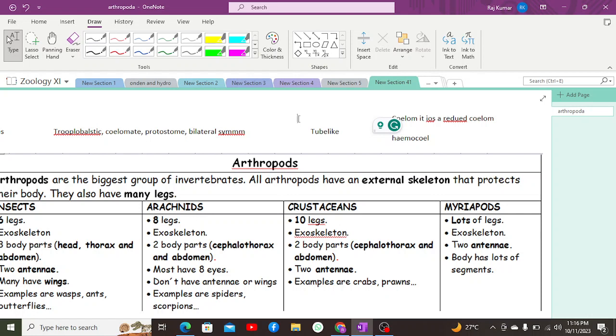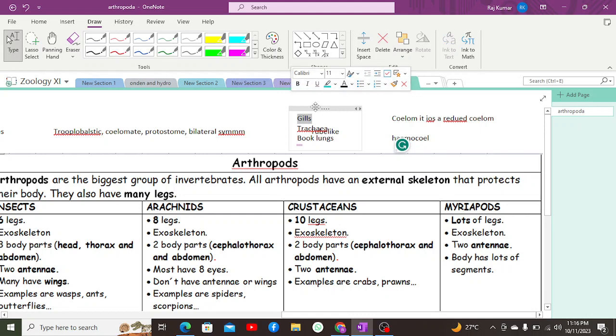When it comes to the respiratory organs, they include gills in aquatic forms, and trachea and book lungs in terrestrial forms. Book lungs are possessed by scorpions and spiders, and trachea is possessed by cockroaches, grasshoppers, etc. When it comes to gills, the gills are present in crustaceans.